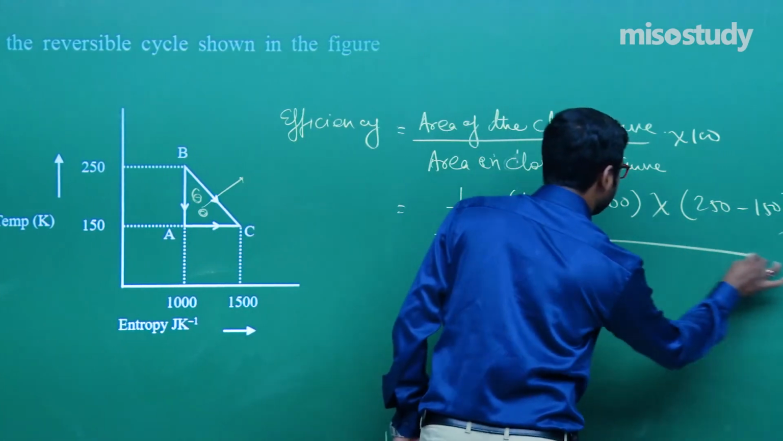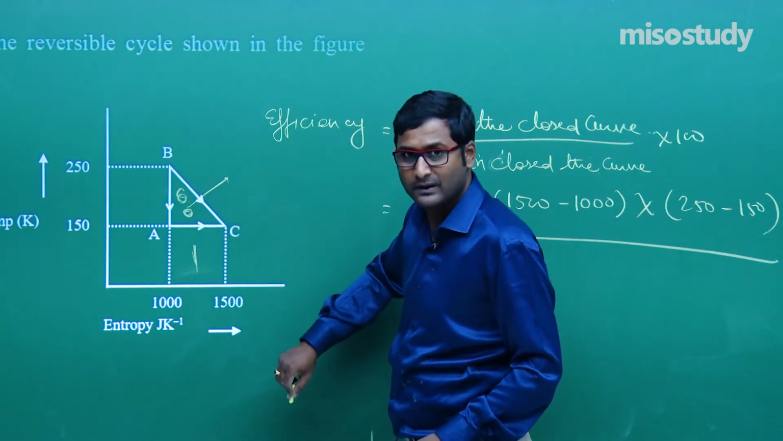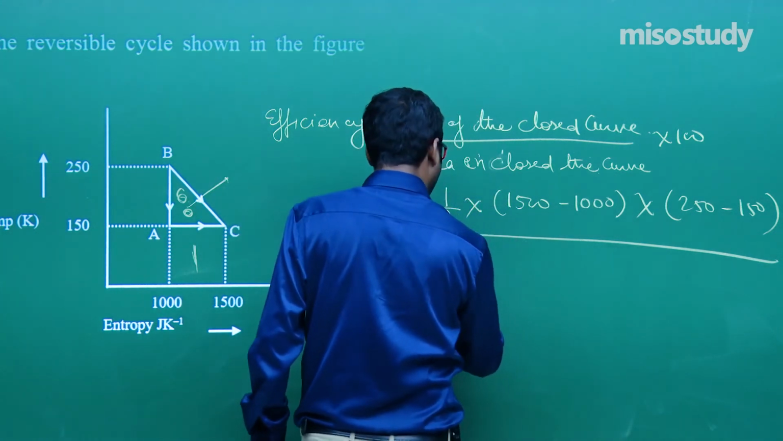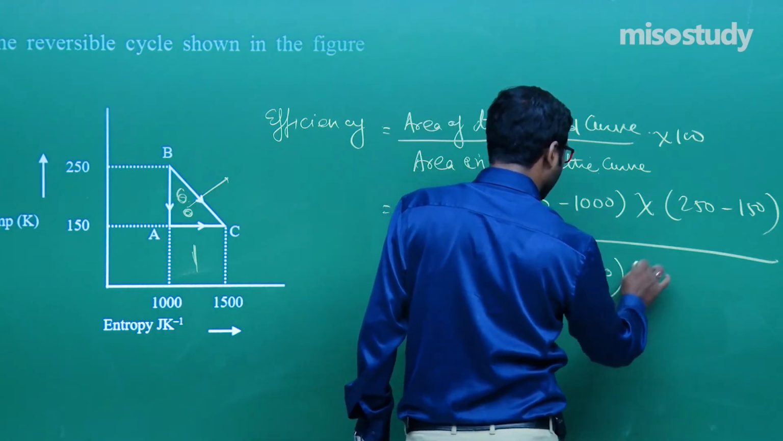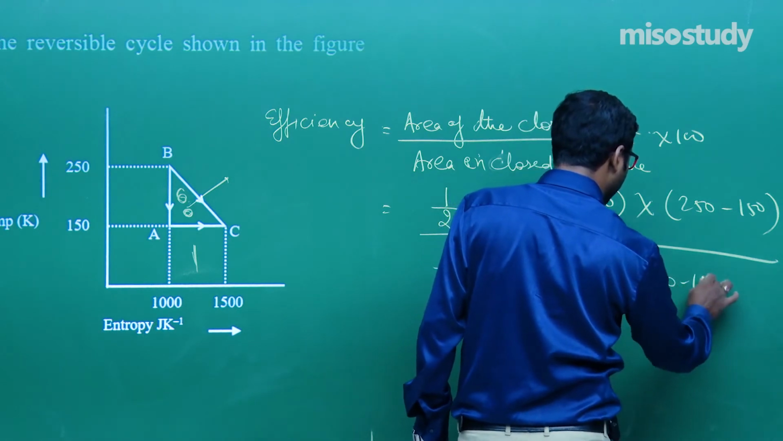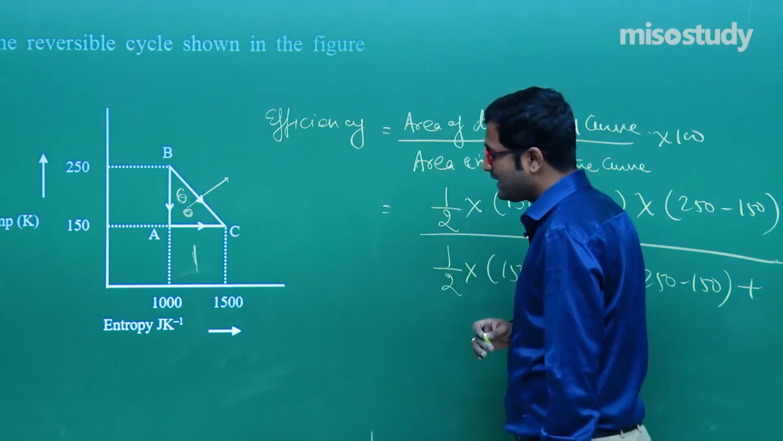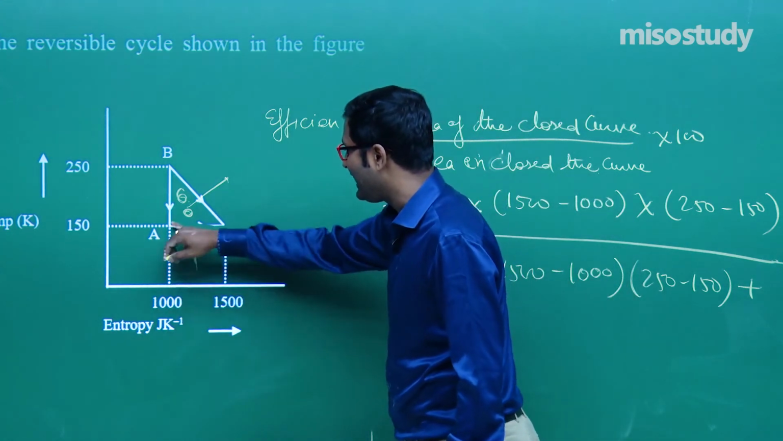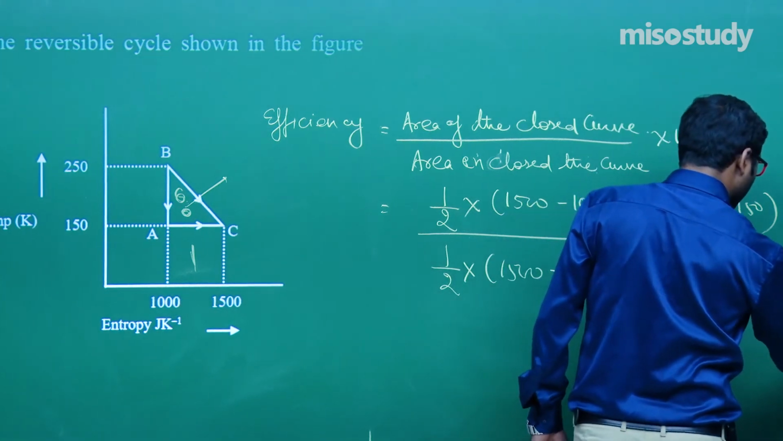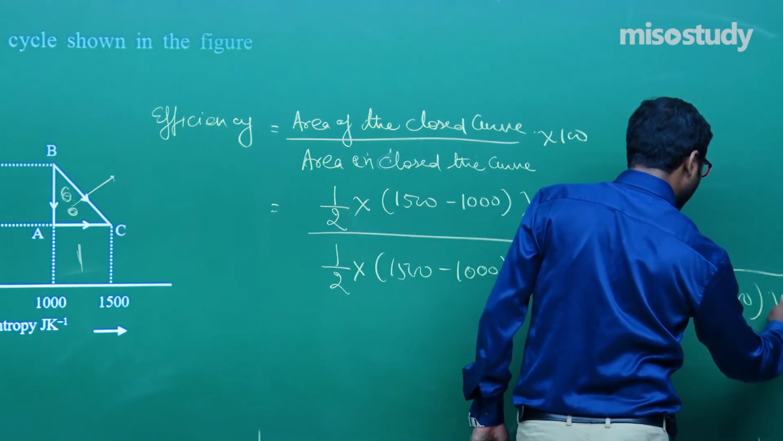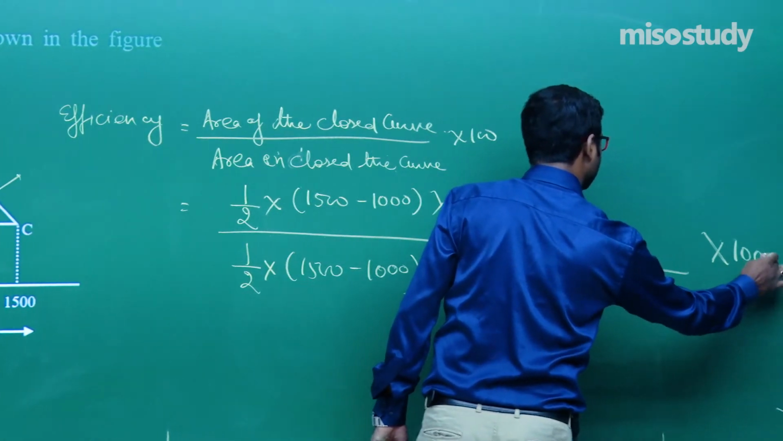Now the area enclosed by the curve is this area and this area. This area is half into 1500 minus 1000 into 250 minus 150, plus this is the rectangle. What is the area of the rectangle? That is L into B. This one is L and this one is B. So L into B is 1500 minus 1000 multiplied by 150. Clear to you? And multiply by 100.